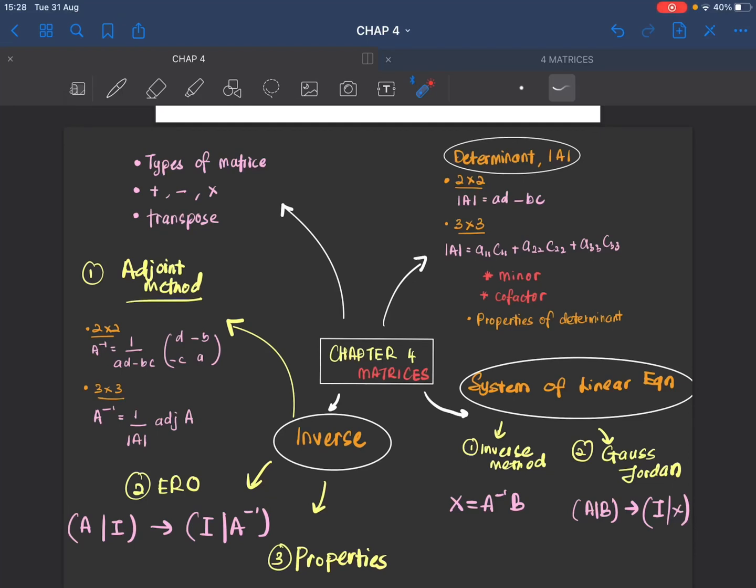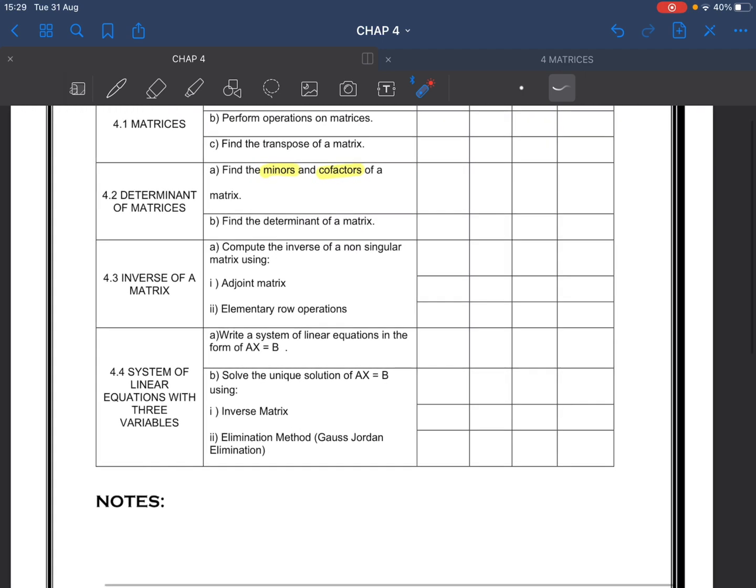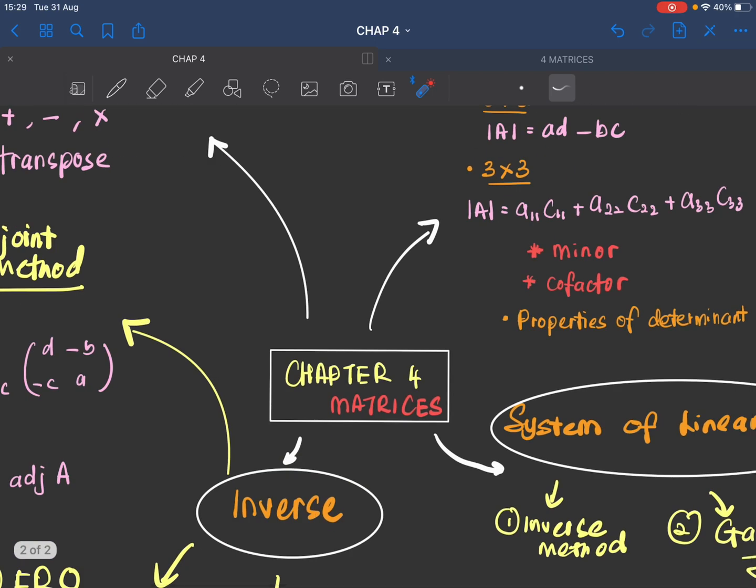So today we are going to continue on the second subtopic for chapter 4, which is we are going to find a determinant for a 2 by 2 matrix and a 3 by 3 matrix. And we are also going to see how to find properties of determinant. So basically we are going to find these two learning outcomes. We are going to find the determinant of a matrix and, kalau kamu tengok kat sini, kita akan cari minor and cofactors. So what is minor and cofactor? I also highlighted here. Okay, kita akan tengok apa tu minor dengan cofactor.